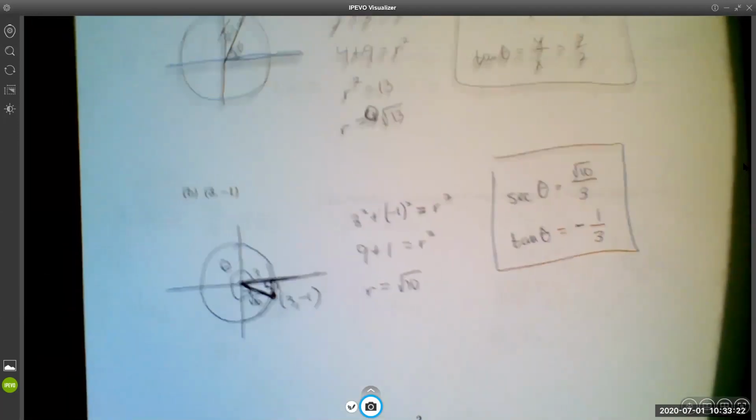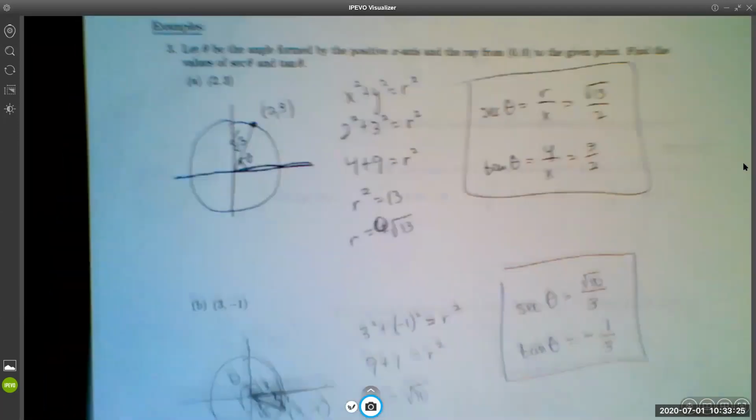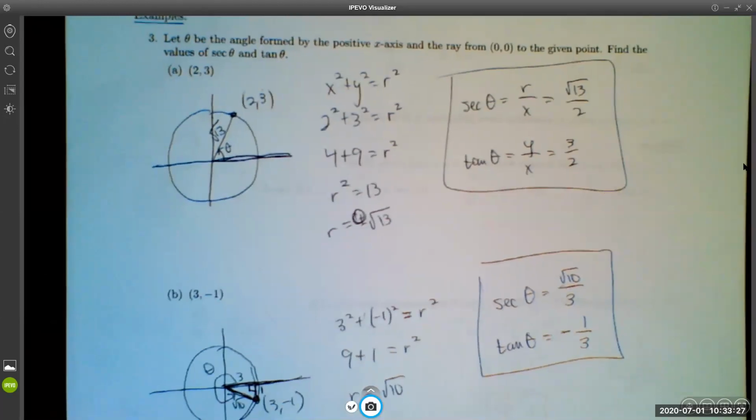Okay, and that's that. So that's how this definition works. Oh, we've got one more. Do we really need to do one more? Well, let's work it out. I'm not even going to draw a picture this time because I think I've got the idea, right?